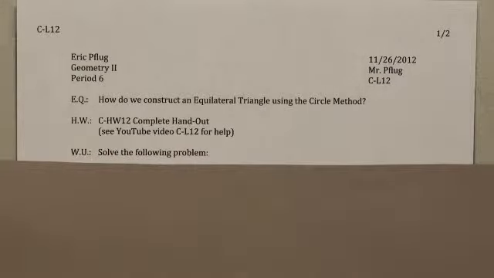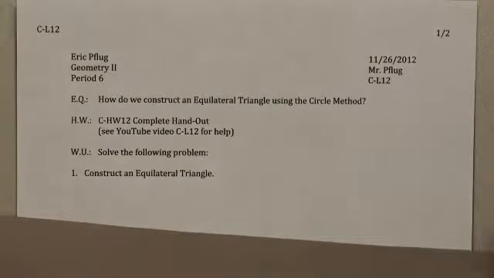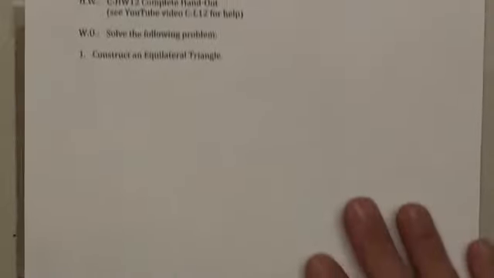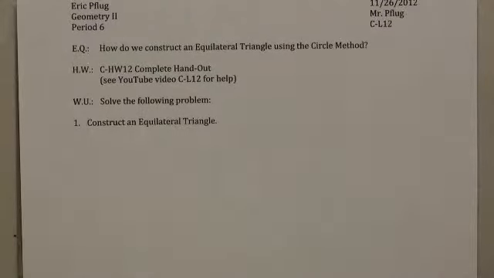So for the warm-up, I want you to solve the following problem. Construct an equilateral triangle. Okay, so you're not given a side length this time. So in the space provided below, you're going to construct an equilateral triangle using your own given side length. You're going to draw your own side length. So this is exactly the same problem that you did in the last construction. So if you need help, you can go back and look at that.